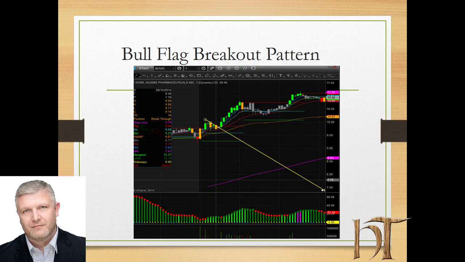Now, let's look at this chart here. This is one with a quick pop up, a couple of candles of consolidation, and then a little bit of pullback, then another move back up. Okay. So this is the pattern that I'm using almost every single day.